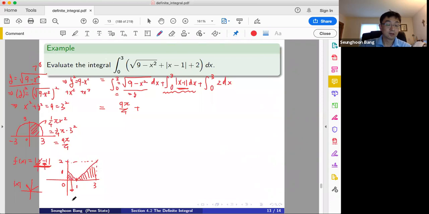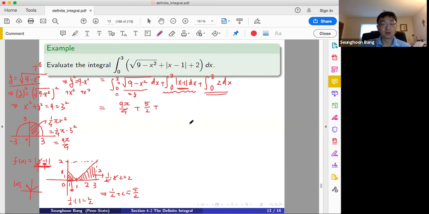So the left-hand side is here. Base is 1, height is 1. So 1 over 2 times 1 times 1 is 1 over 2. What about this one? Base is 2, height is 2. We have 1 over 2 times 2 times 2, which is 2. Since this is area above the x-axis, we use positive values. You add the areas of the two triangles: 1 over 2 plus 2 is 5 over 2. We have 5 over 2 plus.